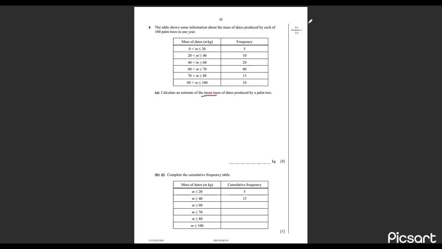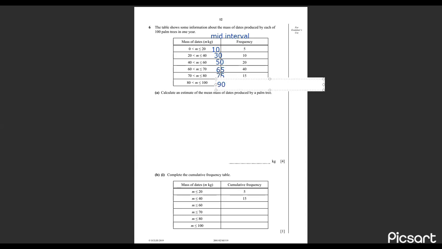Calculate the estimated mean. So first of all, I get the mid-number. So here is 10, and here is 30, and here is 50, the mid-number between 40 and 60. We call it the mid-interval, or the in-between number. Just know its name. And here is 65, between 60 and 70. And here, 70 and 80 is 75. And here, 80 and 100, which is 90.